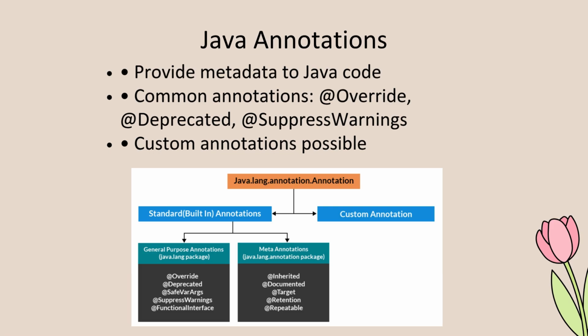This allows developers to define their own specialized metadata, which can be incredibly useful for building custom frameworks, performing compile time checks for adherence to coding standards, or even generating boilerplate code automatically. Annotations are a concise and elegant way to enrich your code with additional context, enabling sophisticated tooling, advanced code analysis, and highly configurable application behaviors.